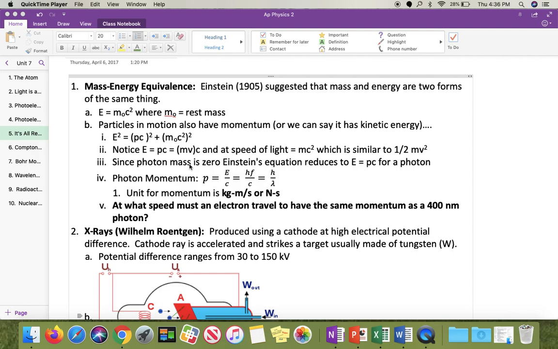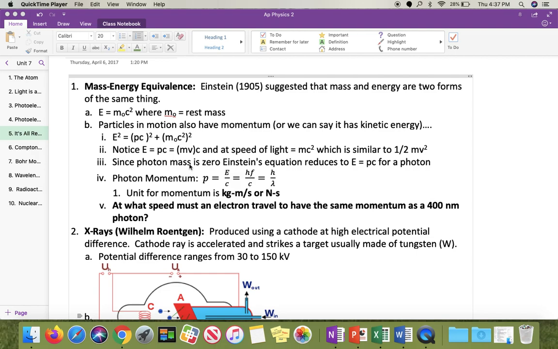So since the photon mass is zero, Einstein's equation just simply reduces down to E equals P times C for a photon, because the mc squared part of the equation is going to go away. Now, this is where it gets really, really challenging to think about. But yes, a photon does indeed have momentum. And we will see in, I think it's actually the next lecture, it has been proven that photons can impart momentum onto particles of mass. So photons do indeed have momentum.